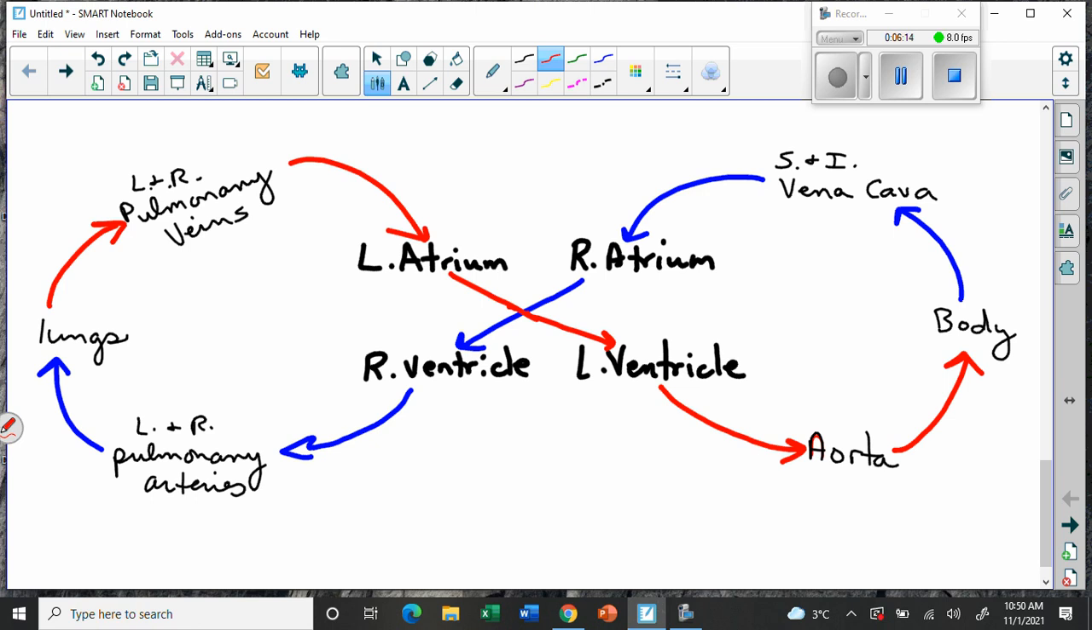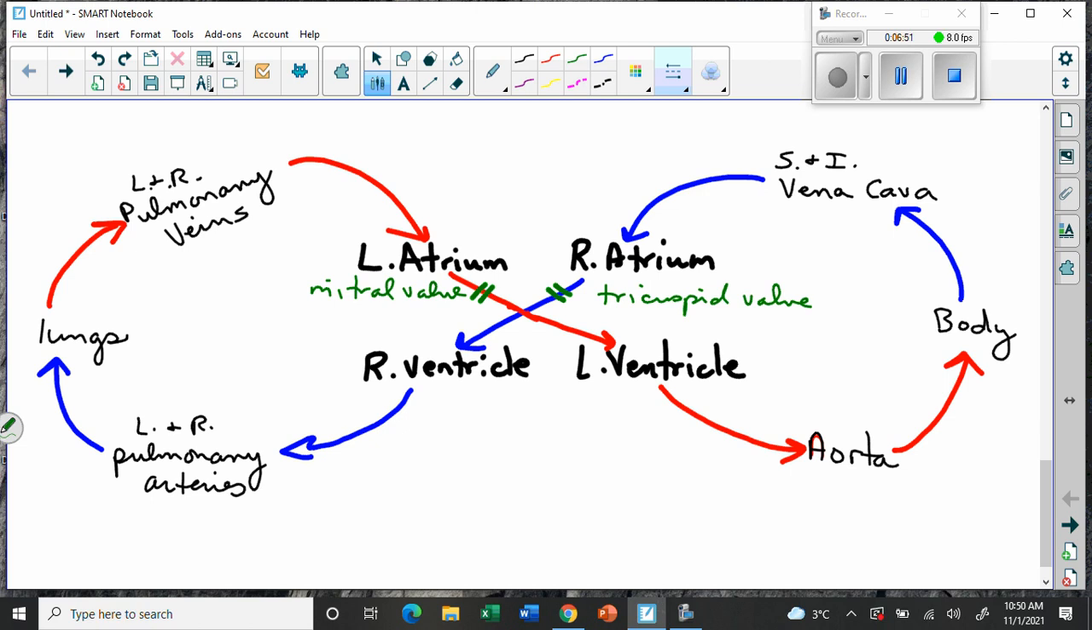And if we want, in green, we can remind ourselves that right here and right here are the two major valves of the heart. Between the right atrium and the right ventricle is the tricuspid valve. And over here, this one is the mitral valve between the left side of the heart.